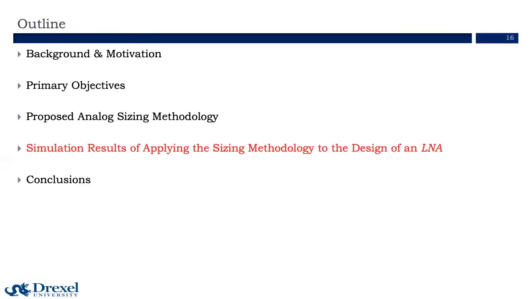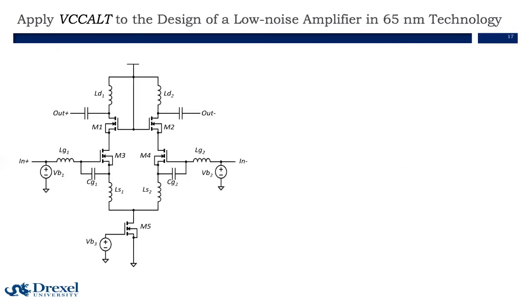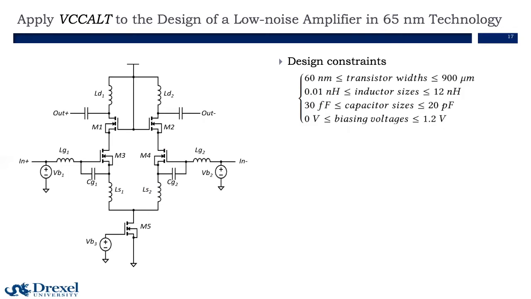Next, I will show the simulation results of applying the sizing methodology to the design of an LNA. So this is a differential common source low noise amplifier in 65 nanometer technology. And we formulate the design constraints to be in this list. We have transistor widths, and inductor and capacitor sizes, and also biasing voltages. So the transistor lengths are set to minimum, and the range of the transistor widths is set by the PDK.